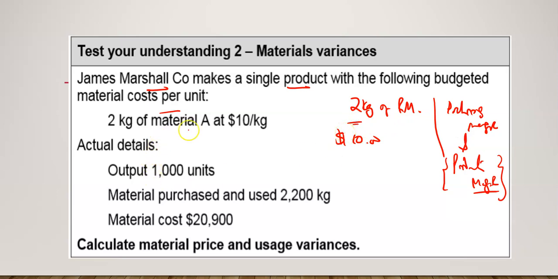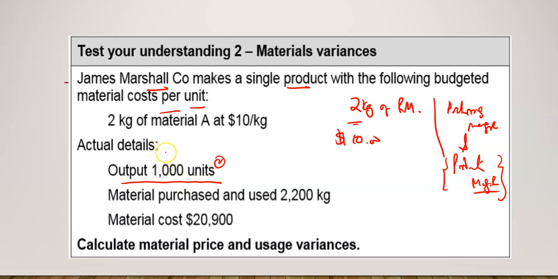So let's see what we're saying here. He makes a single product with this following budgeted material cost per unit. And that is 2 kilograms of material here at $10 per kilogram. So this is what he actually comes out with. He comes out with 1,000 units. Again, like I said, the focus is very much on inputs.